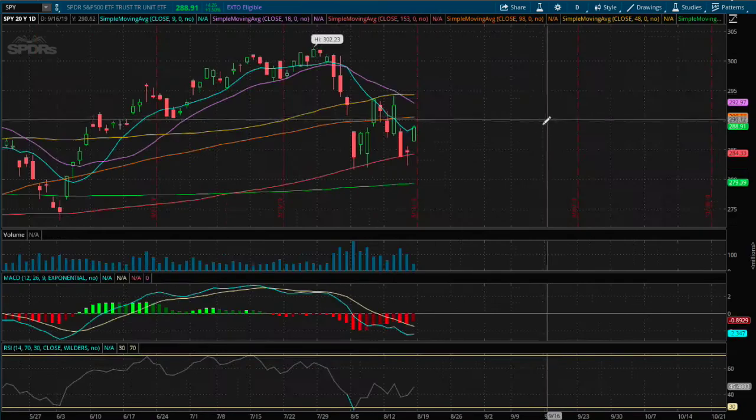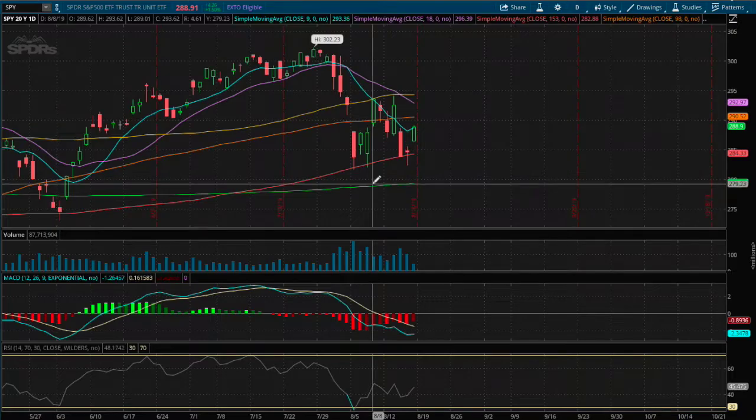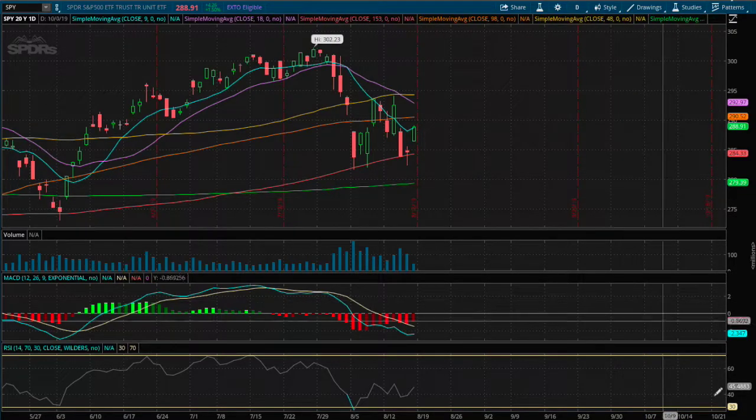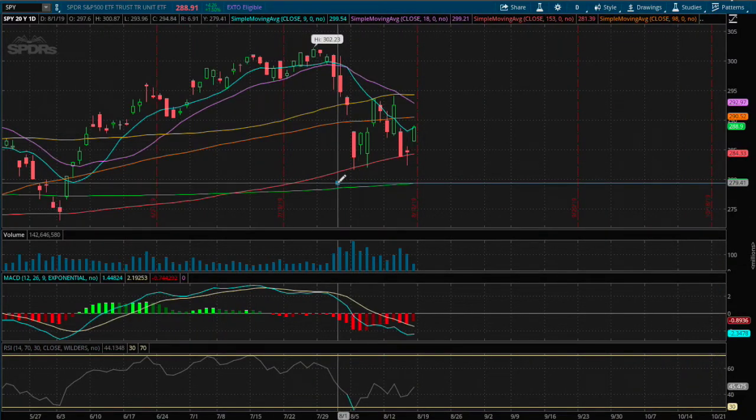So what we have here, we found support on the 150-day moving average again, and that is a good support, but ideally we want to touch the 200-day moving average. So I do see that as a possible support if we do proceed to move down lower.